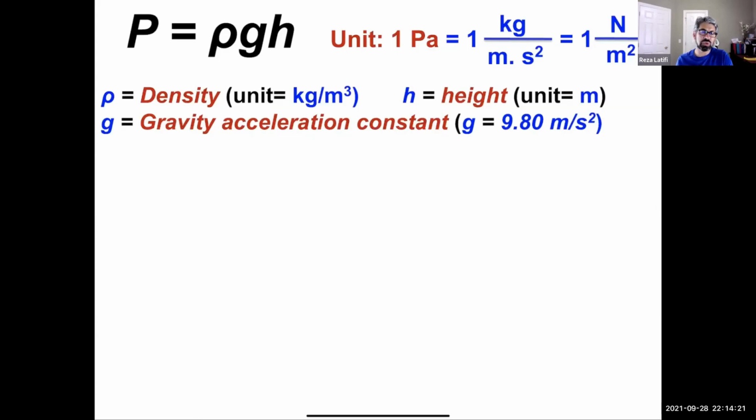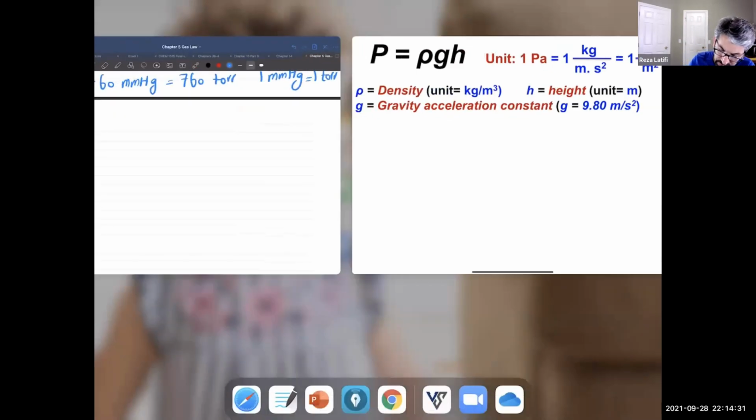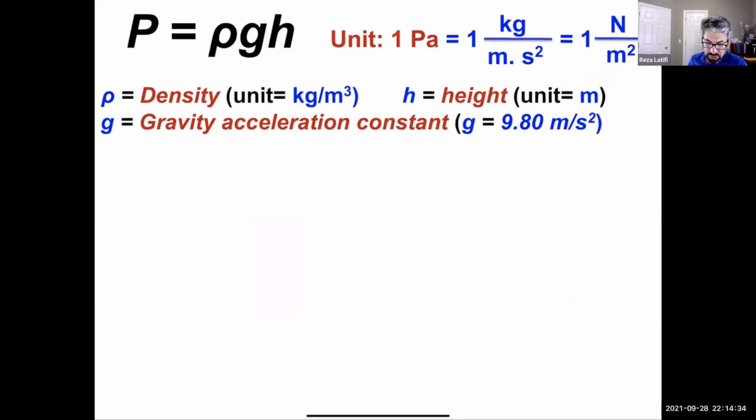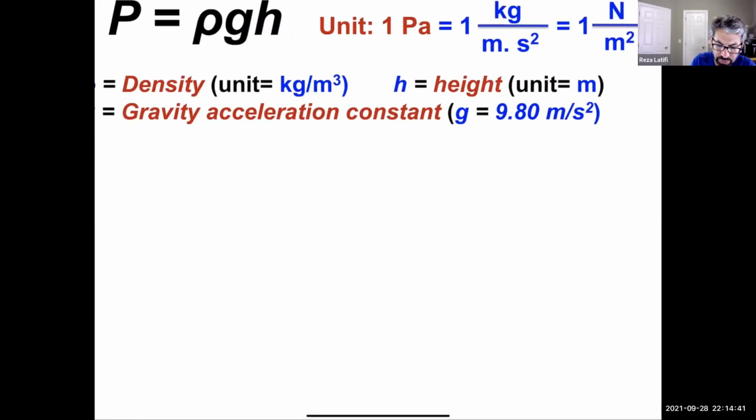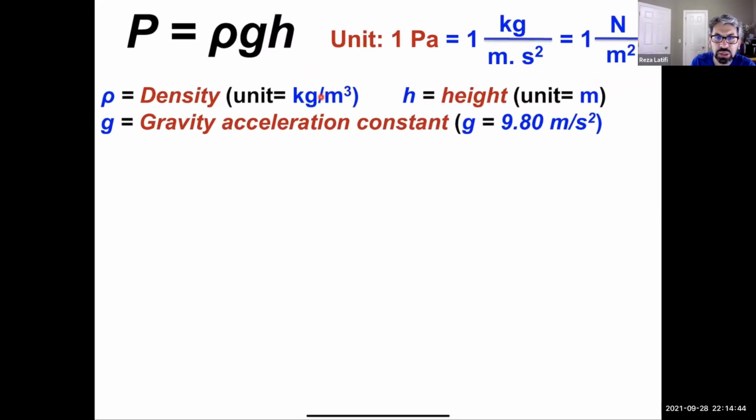The pressure for liquids, we can define it through rho g h. Rho is density, g is the gravity acceleration, and h is the depth. As you see, rho will be in kilogram over cubic meter. Height has to be in meters, and the gravity acceleration, which will be given to you, is 9.80 meters over second squared.